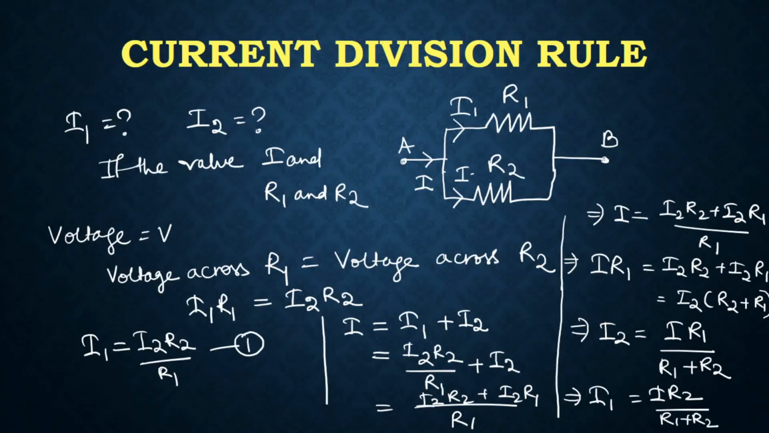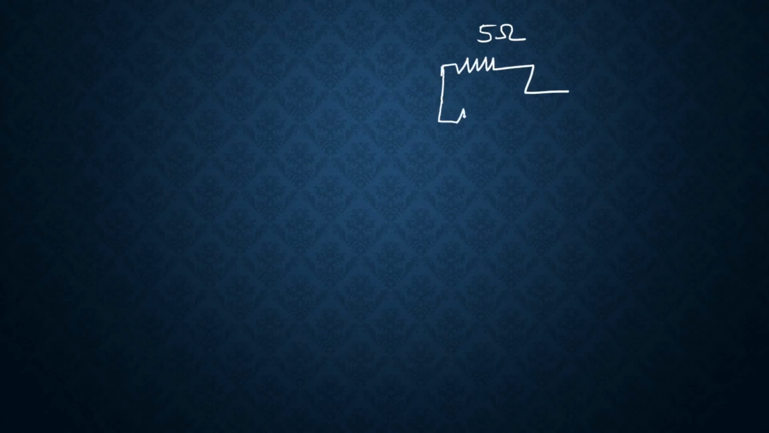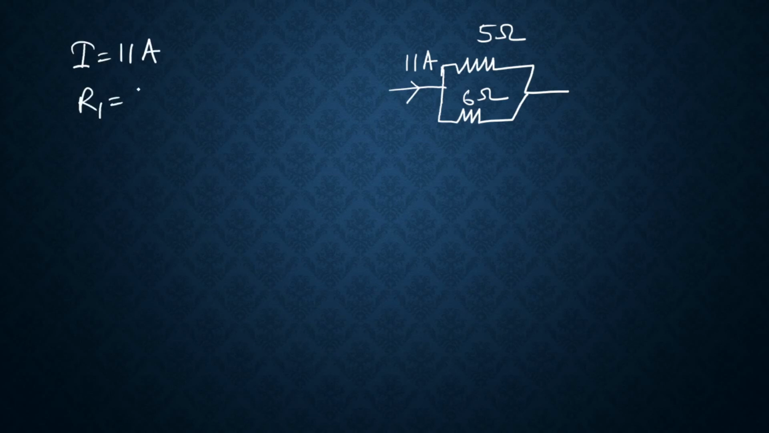So let's have one problem on this. I am designing the same circuit, and I am keeping a 5 ohm resistor at R1 and a 6 ohm resistor at R2. I am taking these values so that you see that the current is divided in a proportionate manner. So the total current I is 11 ampere, R1 is equal to 5 ohm and R2 is equal to 6 ohm. I have to find I1 and I2.